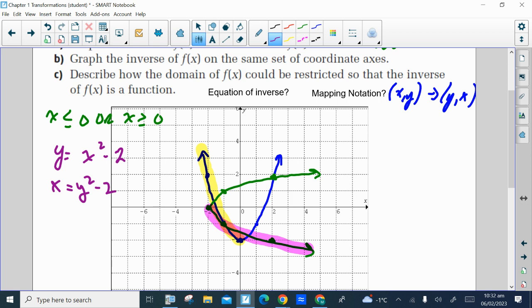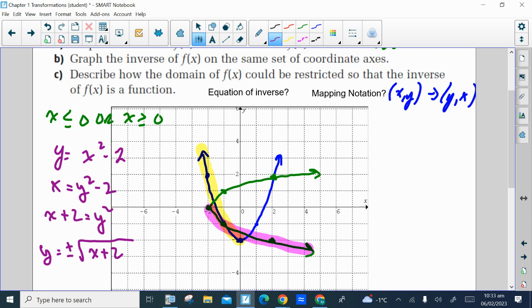That is our first step, but we're not done because now we want to get the equation in its original form, which is the form y equals. So if you add 2 to both sides, you'll get the y squared by itself, and then we'll take the square root of both sides. You have to remember whenever you're solving an equation, which is what we're doing here, solving for y, getting y by itself, whenever you take the square root of both sides, there's always a positive and a negative root. So that is the equation of the inverse.